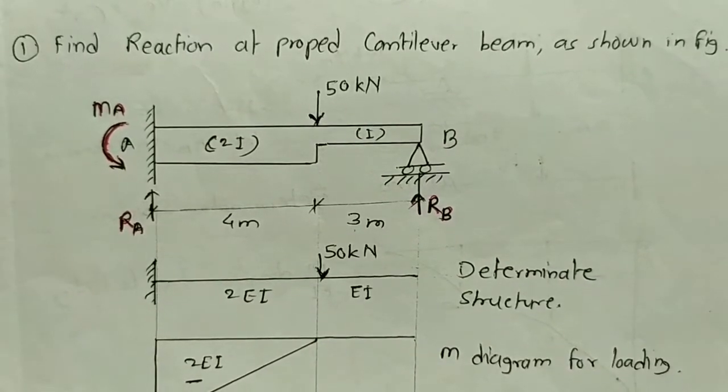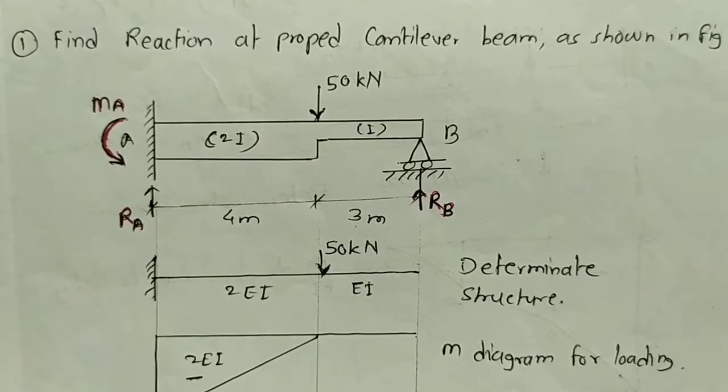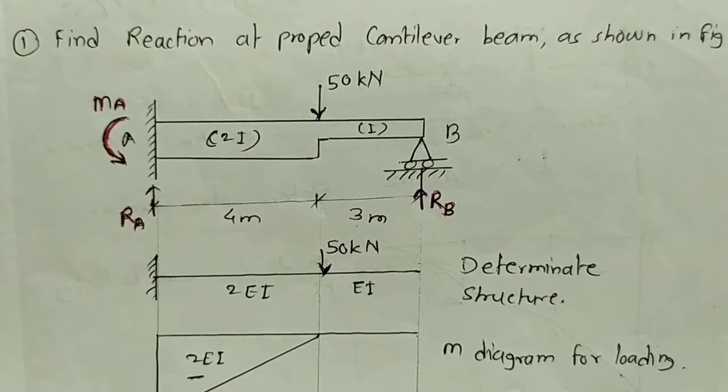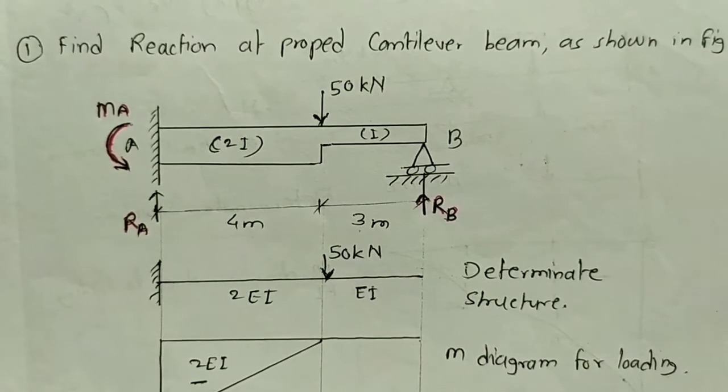Now we are going to analyze a given structure by using the consistent deformation method. In this example, you are given a propped cantilever beam. Here there is an EI variation.